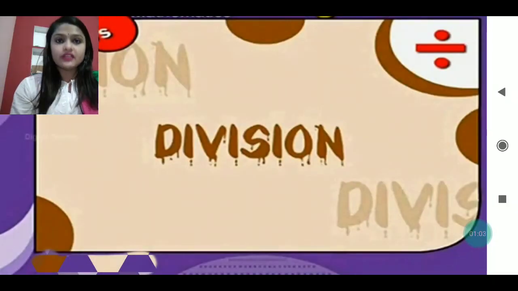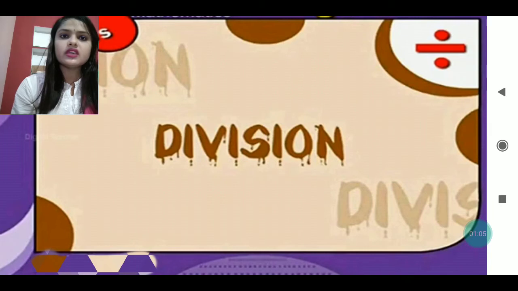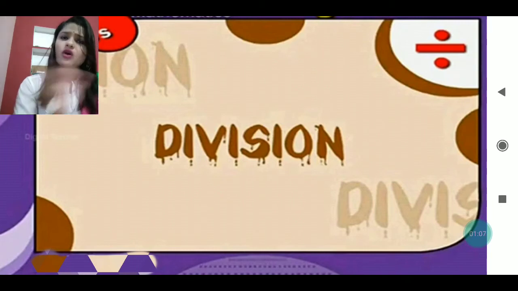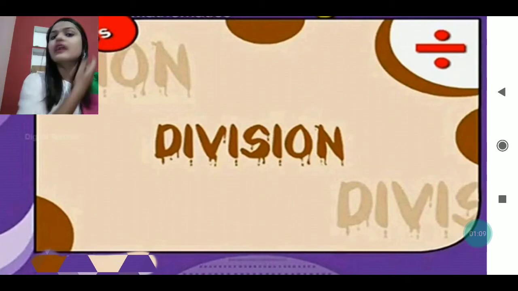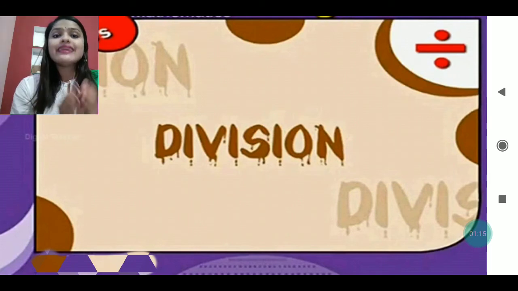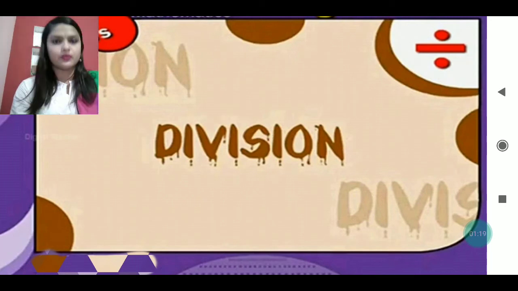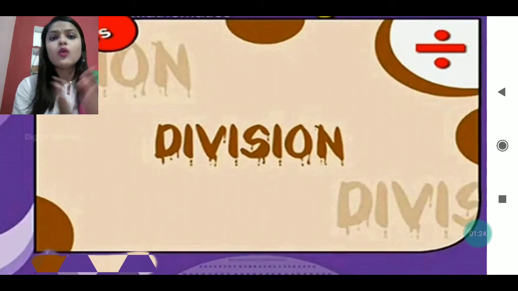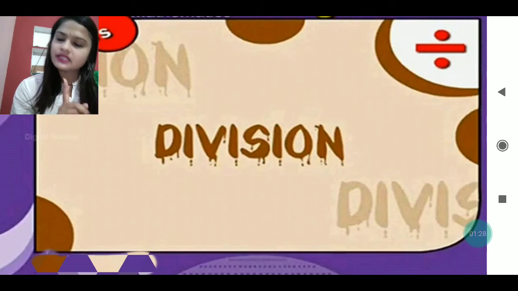Before starting the new topic, my dear, I would like to give a short recap of the things we have covered earlier. First, I would like to discuss the definition of division. Division means dividing a number of things into equal groups. When we divide anything into equal groups equally, that is division. Division is also called repeated subtraction.